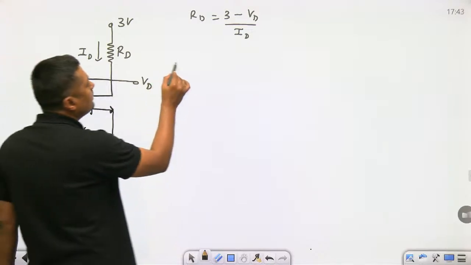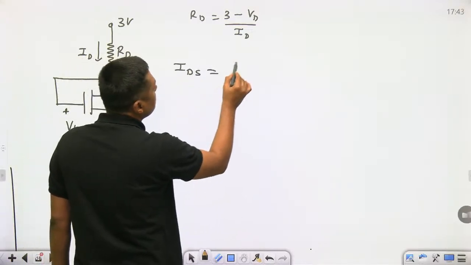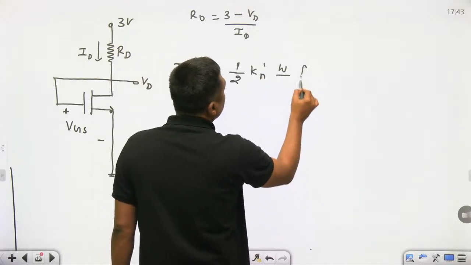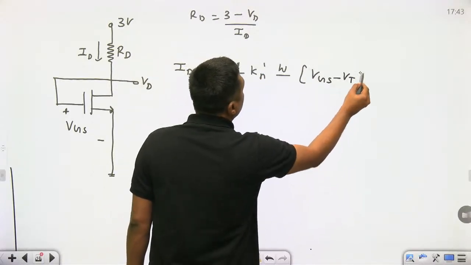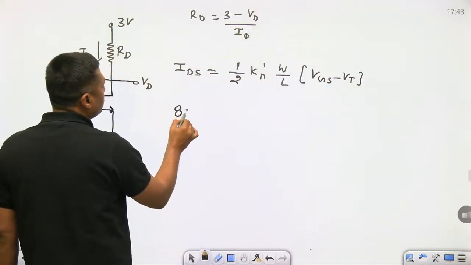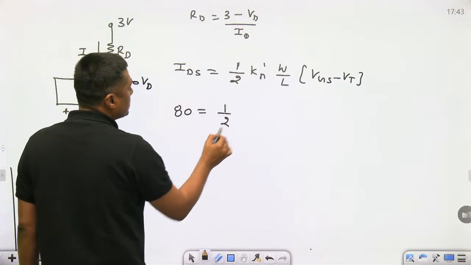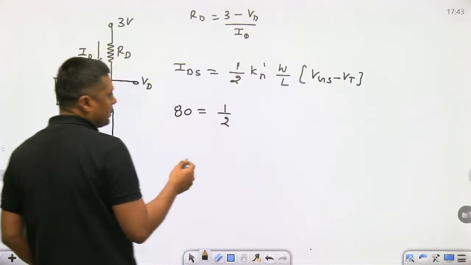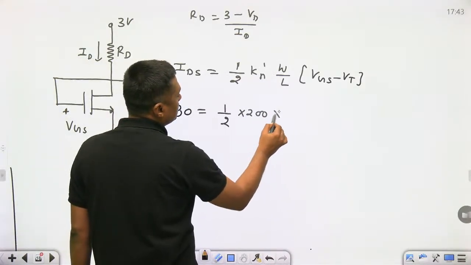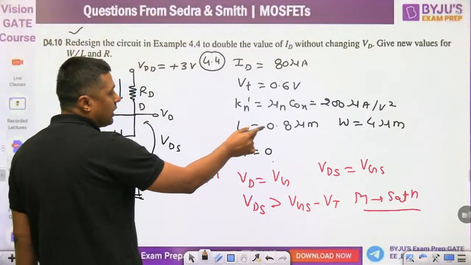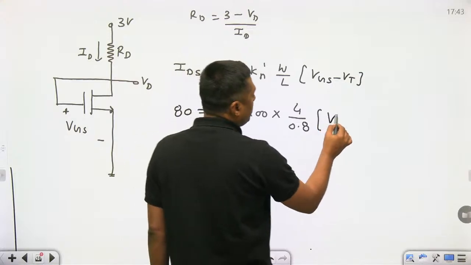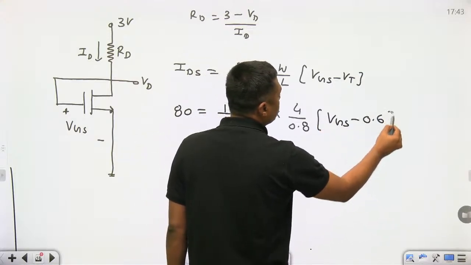Now, write down the formula. ID is half of K n' W by L times (VGS minus VT) the whole square. VGS is the VDS and VDS is the VD. ID is given, 80 microampere. K n' equals mu n Cox, it is given as 200 microampere. W by L is given as 4 and 0.8. You have to find the VGS. VT is given as 0.6.